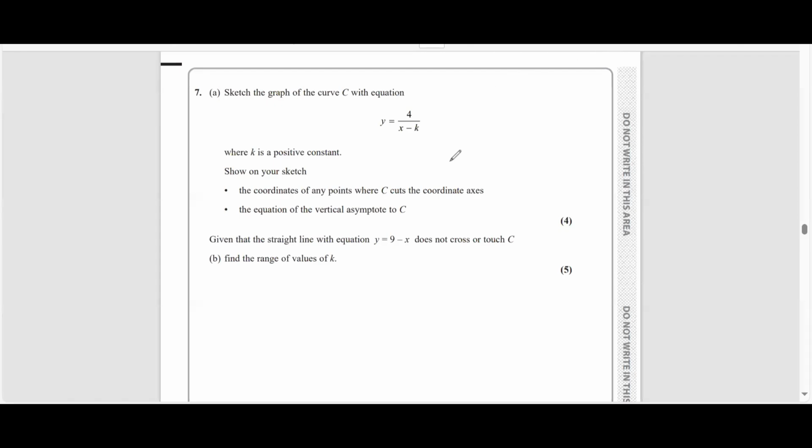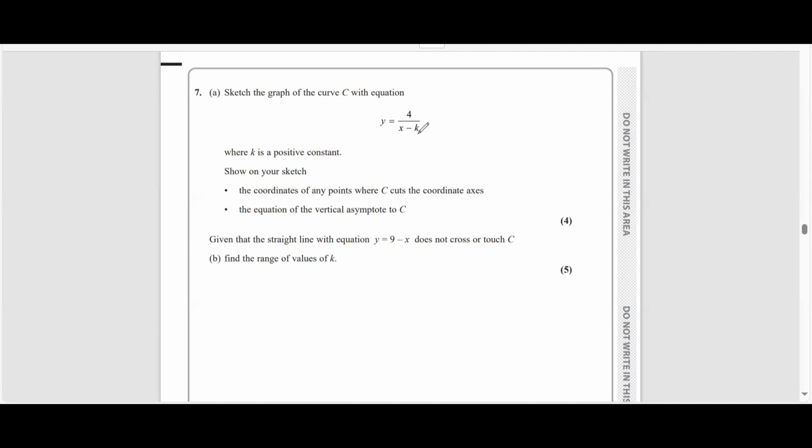Sketch the graph of the curve C with equation y equals 4 over x minus k, where k is a positive constant. Show on your sketch the coordinates of any points where C cuts the coordinate axes and the equation of the vertical asymptote to C.